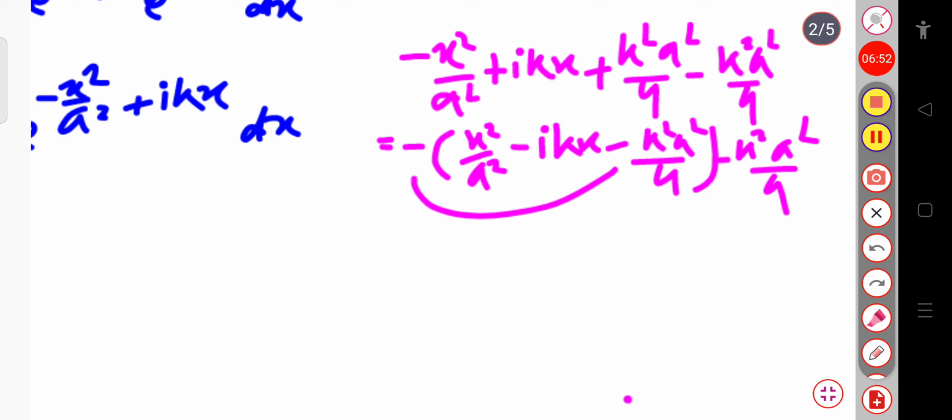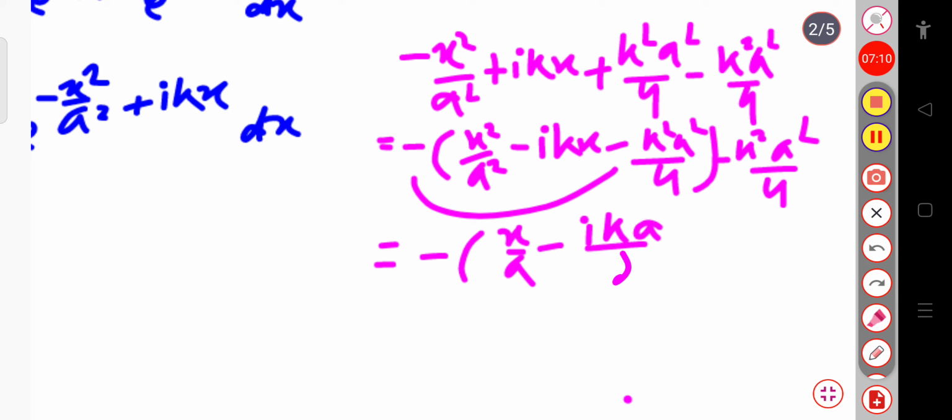You can see that in this total bracketed term, this can be written as minus of x by a minus iota k a divided by 2. So let me take the square of this total.